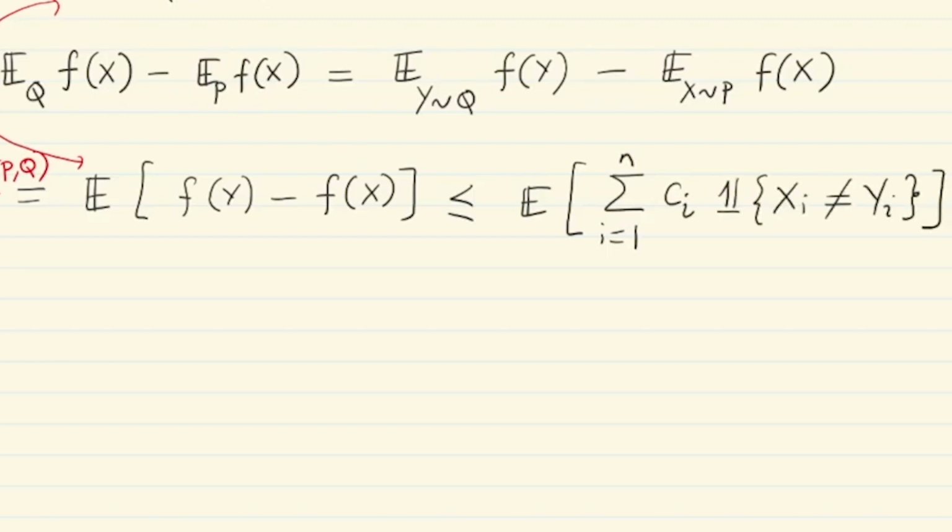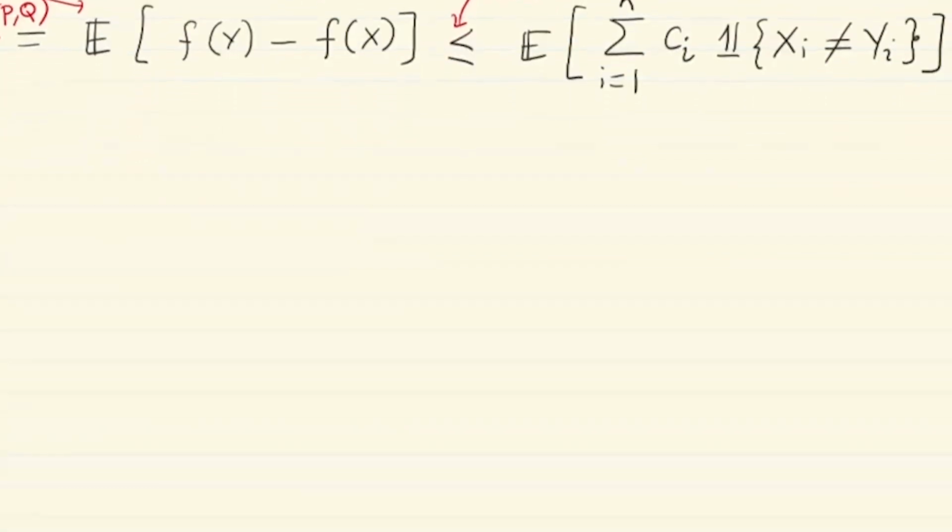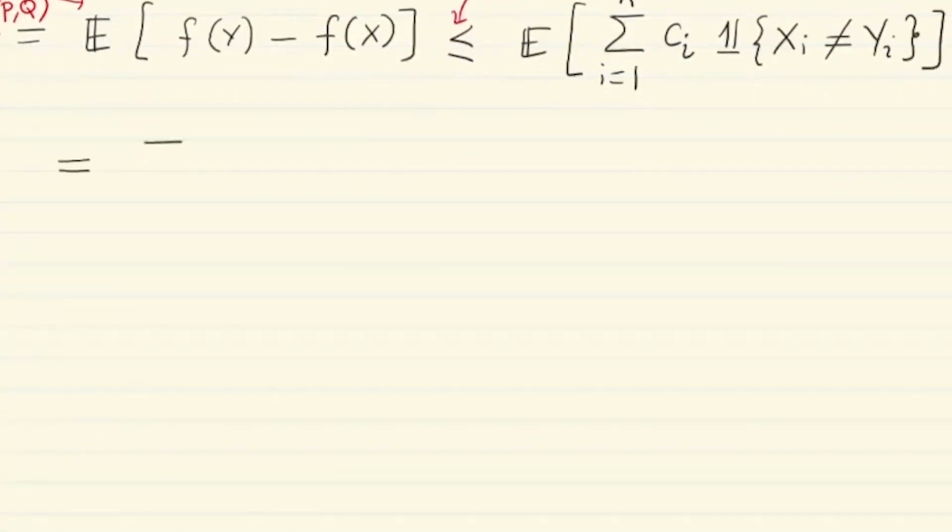This is by the bounded differences property we assumed. And this now sets the stage for this to look like a transportation cost inequality. So this is exactly equal to, if you interchange summations and expectations, the sum of Ci times the probability that Xi and Yi are different.